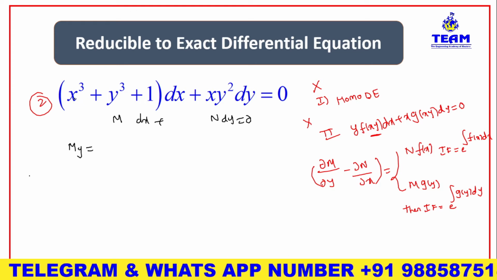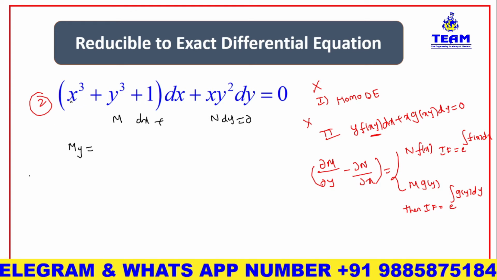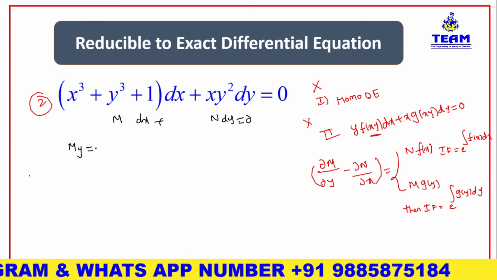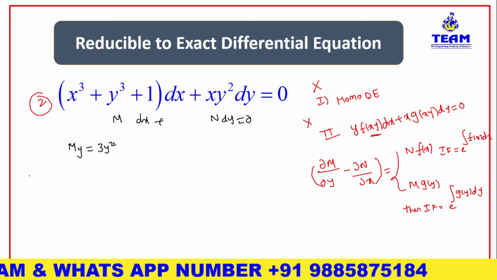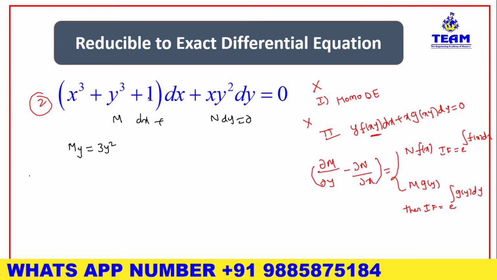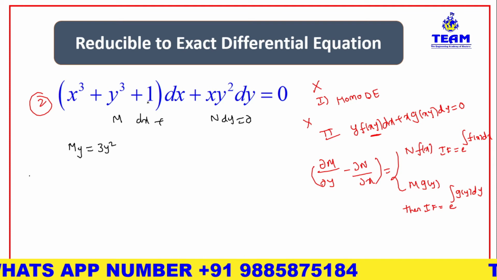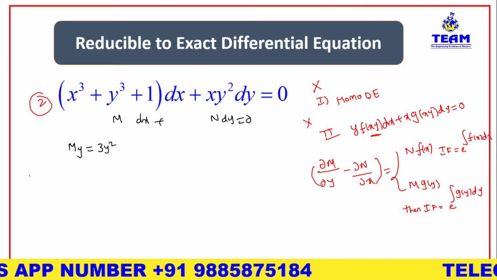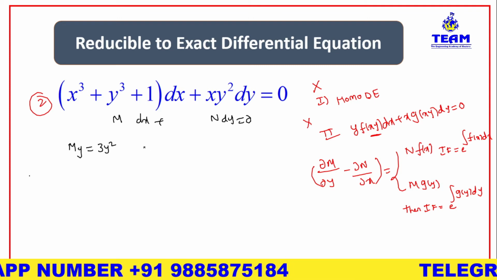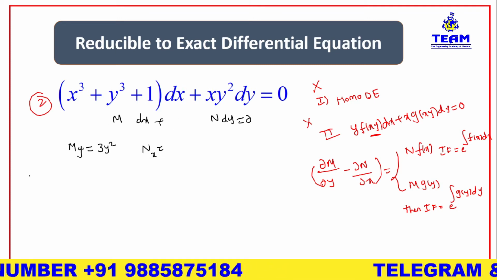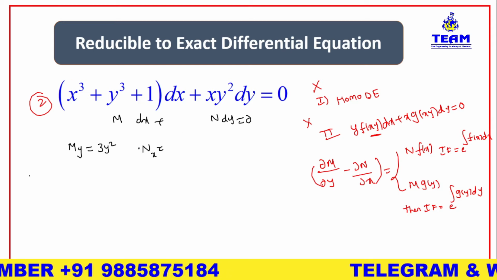Here you have x cube. Is there any y term? No. So this term is a constant, and the derivative of a constant is 0. Here you have y cube. The derivative of y cube is 3y square. Here you don't have any y term, so this is a constant, and its derivative is 0. So you have 3y square. Now what is N? x y square. I am differentiating N partially with respect to x. If you have a dx, we differentiate with respect to y. If you have a dy, we differentiate with respect to x.